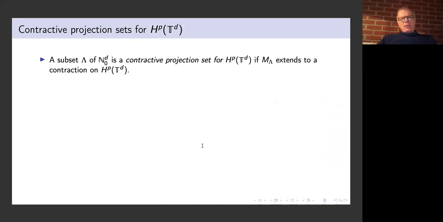Now you restrict to the so-called narrow cone, the non-negative integers, or the part of the lattice which Helson called the narrow cone, where you have only positive entries of your points. And we say, in analogy with what we said before, that it is a contractive projection set if this Fourier multiplier extends to a contraction on HP.